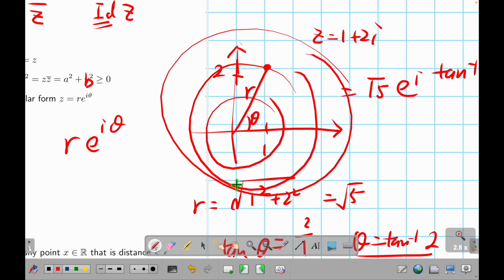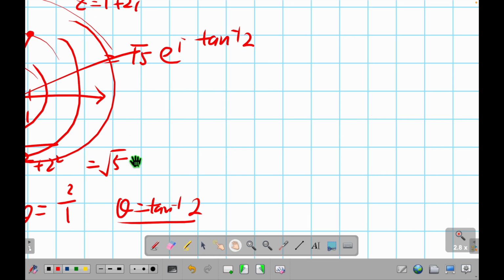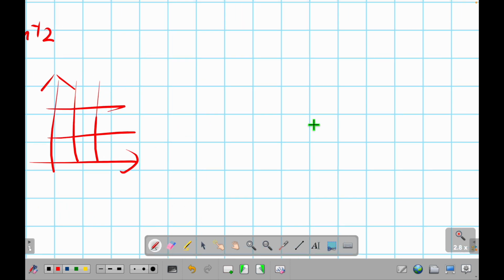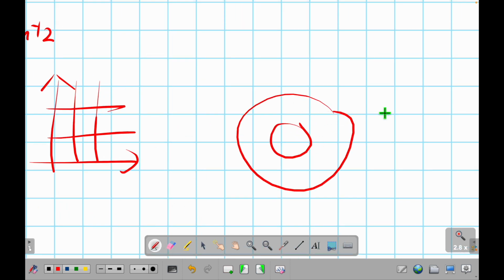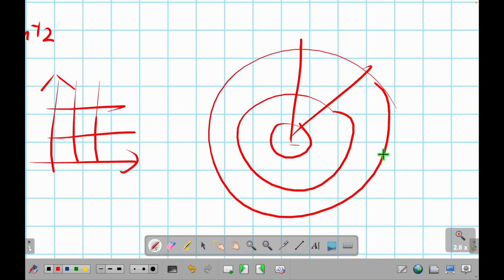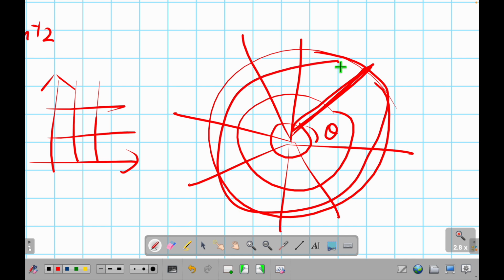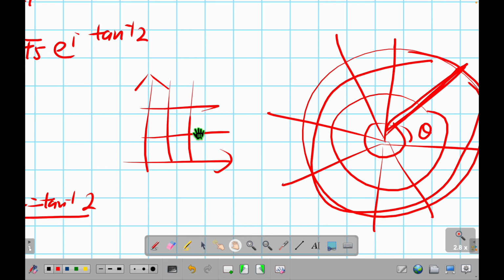Okay, something like this. So, a quick recap: rectangular coordinate means everything looks like this. Circular coordinate or polar coordinate looks like this. Okay, and then you have this, this, this. So it looks like radar. On this line, all the points have the same theta. All the points on this circle have the same radius. In here, all the points on this line have the same x. All the points on this line have the same y.